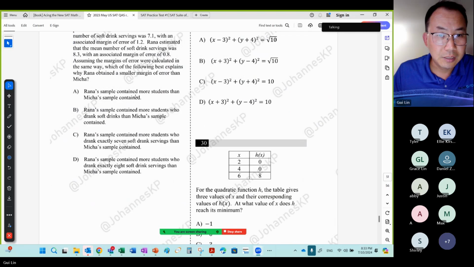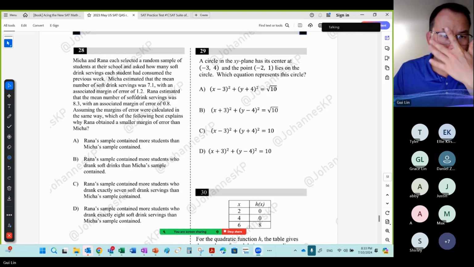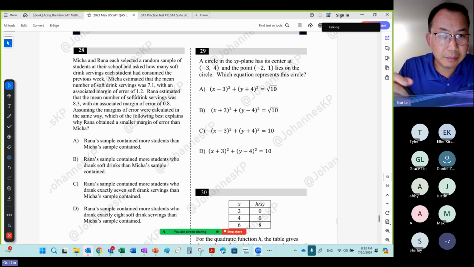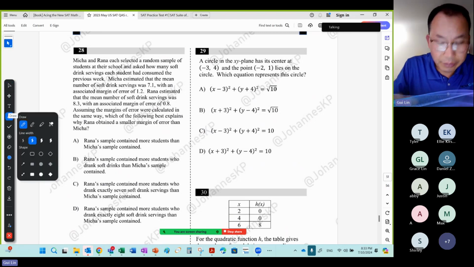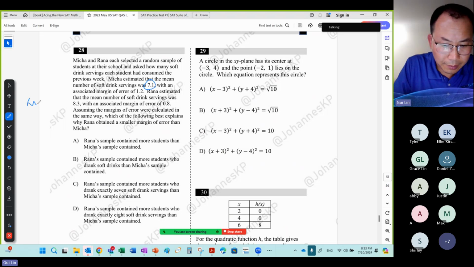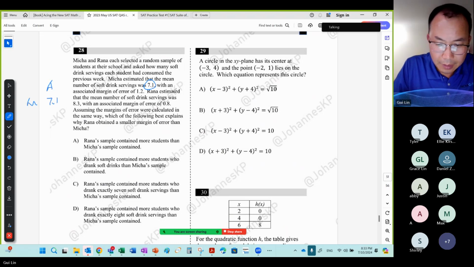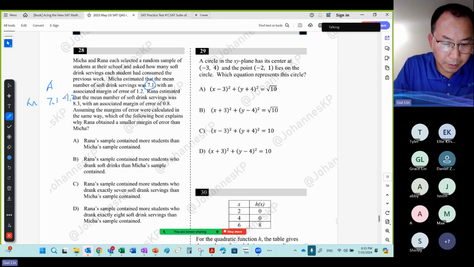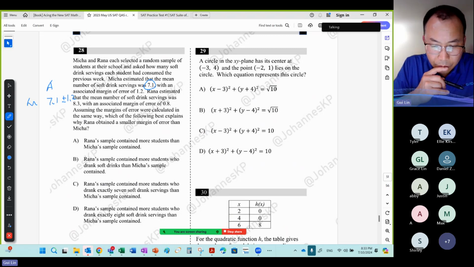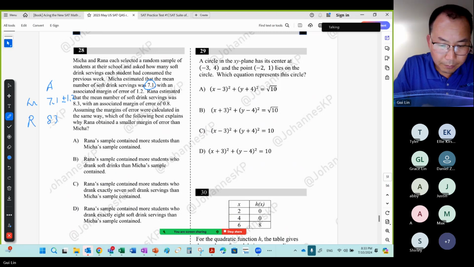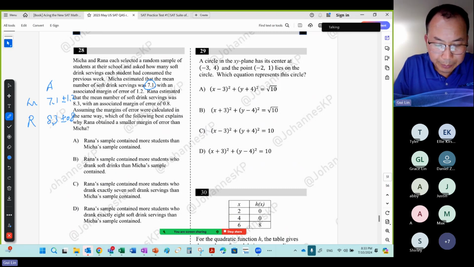So it looks like they did some statistics to have a survey. Mitra estimated that the mean number of soft drink servings was 7.1, the average, right? With an associated margin of error of 1.2 plus or minus. Rana estimated 8.3 with an associated margin of error of 0.8. Assuming the margin of error were calculated in the same way, which of the following best explains why Rana obtained a smaller margin of error?